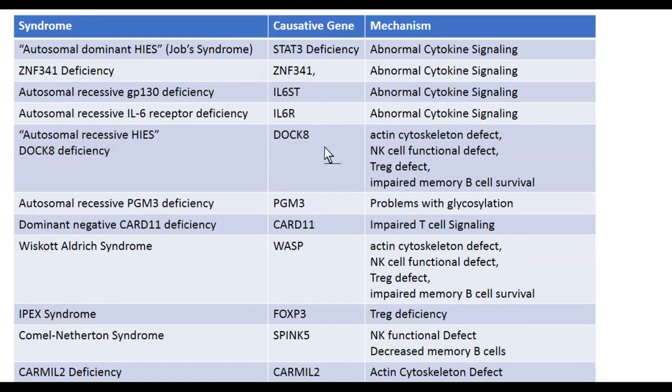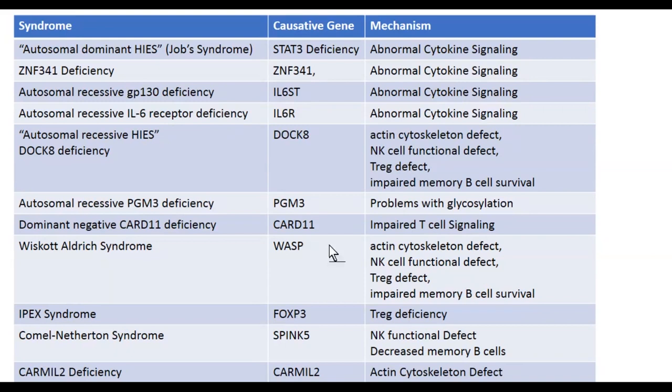Then there's DOCK8 deficiency, which at the time, people said, oh, that's the explanation for the autosomal recessive hyper-IgE syndrome. We knew even then there could be a billion different reasons people have recessive hyper-IgE syndromes, and this is one of them. There are also people who have DOCK8 deficiency who don't have high IgE. PGM3 deficiency, which we described, is just another recessive version. I say version, but it's completely different than having DOCK8 deficiency.